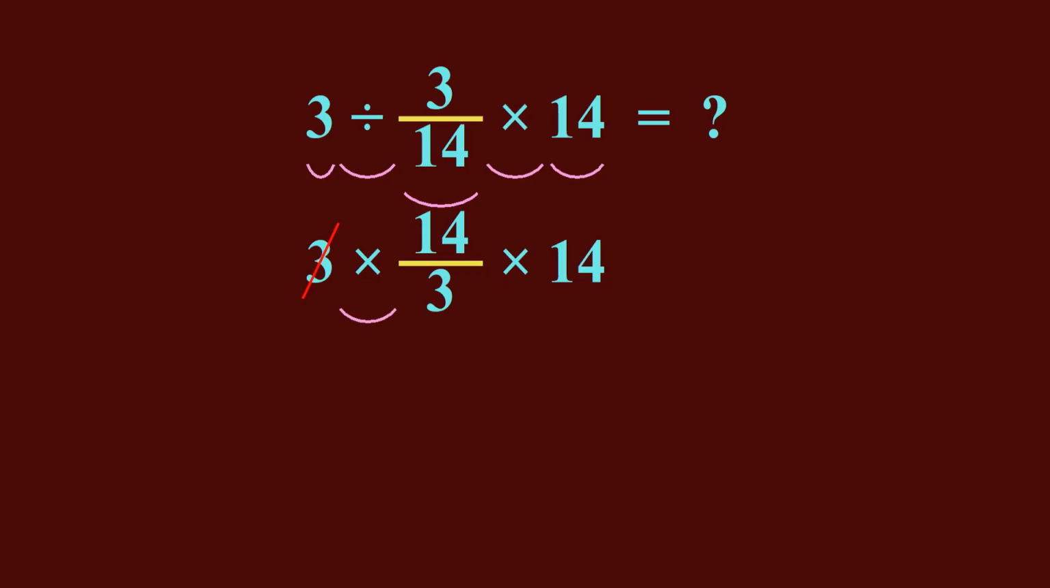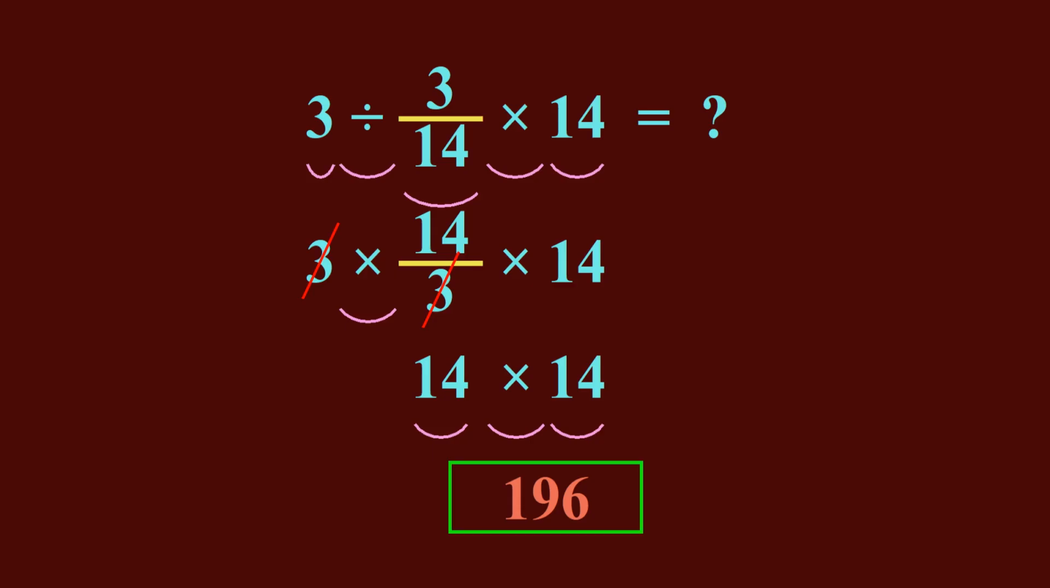We can easily cancel this 3 and this 3, which gives 14. And here again, we have times 14. So here we have this 14 times 14, which equals 196. And this is our final answer to this problem.